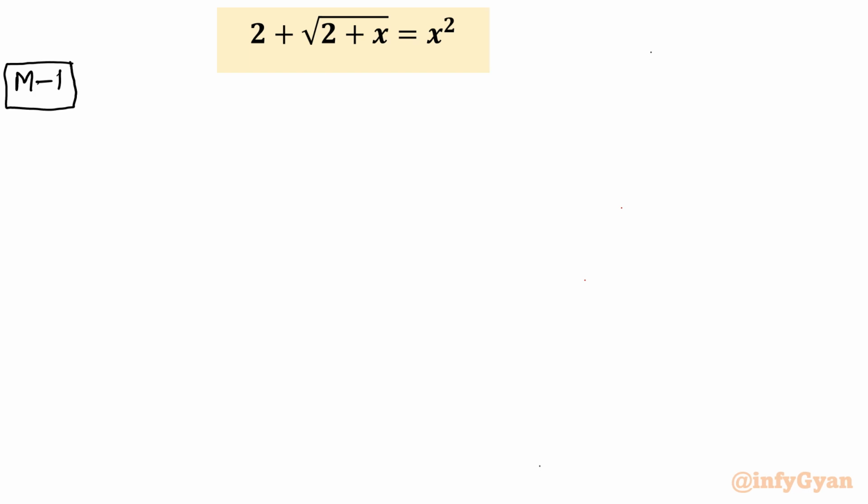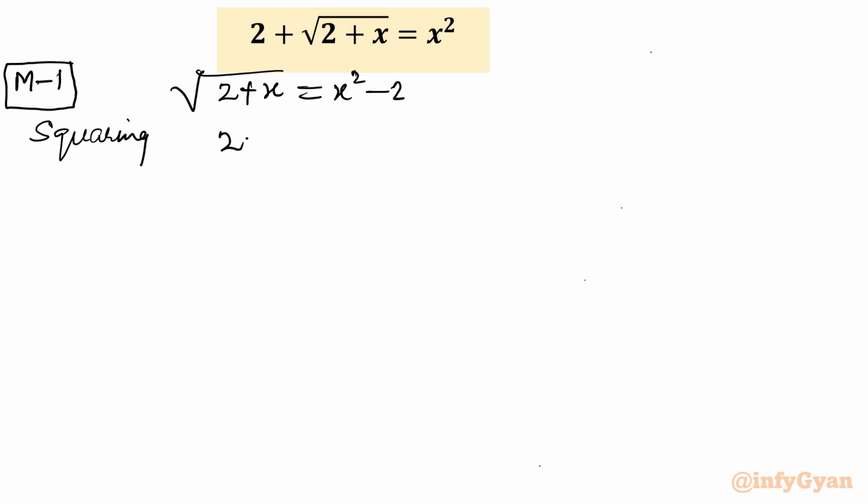Without substitution. Take away 2 from both sides. So we will have square root of (2 plus x) is equal to x squared minus 2. Now I will consider squaring both sides. So it will give us 2 plus x equal to the square of the RHS, so (x squared minus 2) whole squared. The formula will be (a minus b) whole squared, so a squared plus b squared minus 2ab.